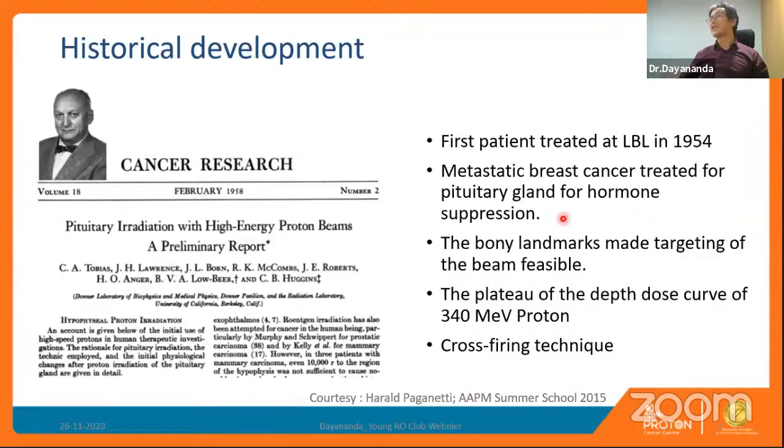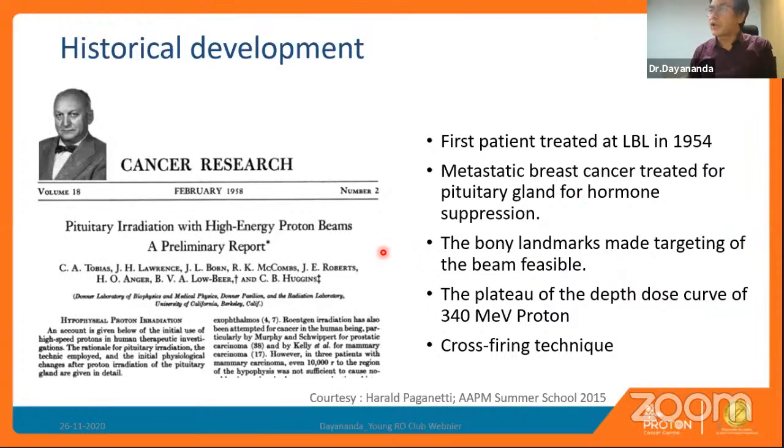The first patient was treated in 1954 at LBL, and that was a case of primary metastatic carcinoma breast, but the proton treatment was done for the pituitary gland to suppress the hormone. At that point of time, the bony landmarks on the planar radiograph were used to target the beam. And they didn't even use the Bragg peak. They simply used the plateau of the proton beam using a cross-firing technique. So this was the first report on the use of proton therapy for the treatment of cancer patients.